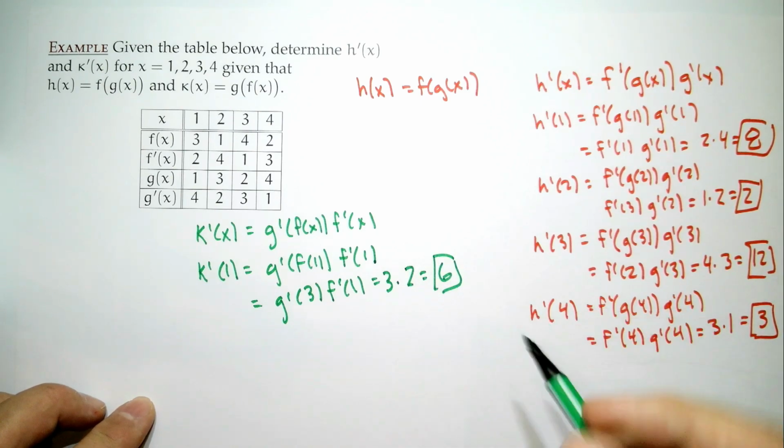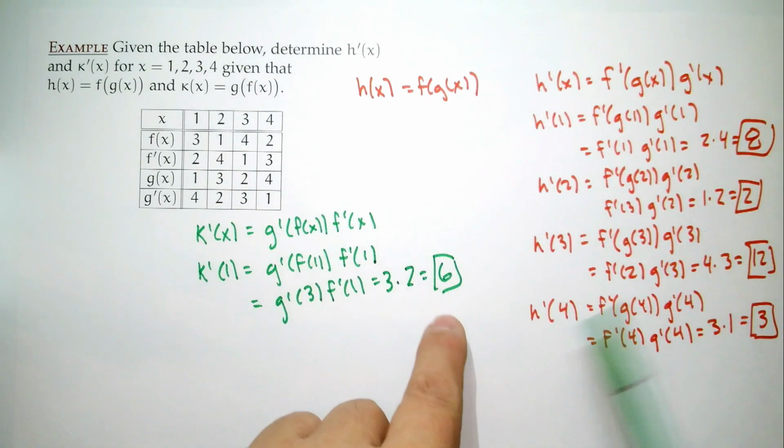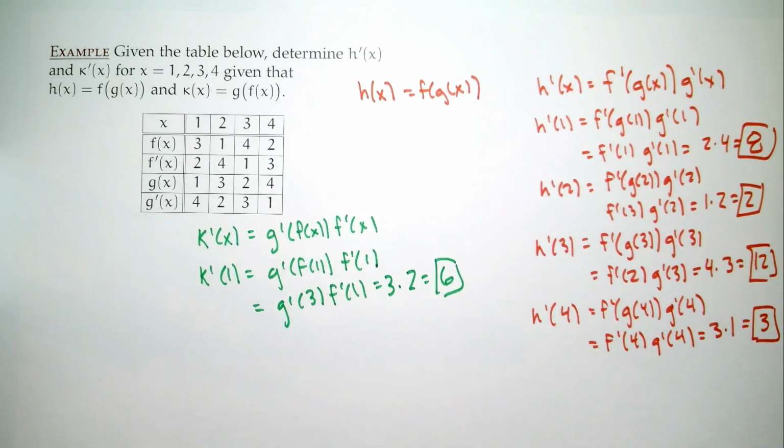The point here is, look, they're not the same. 6 doesn't show up anywhere. So you've got to really pay attention to order. Order matters. f of g of x, g of f of x, they are not interchangeable. All right. Well, this is a good place to stop, and we'll do some more next time.